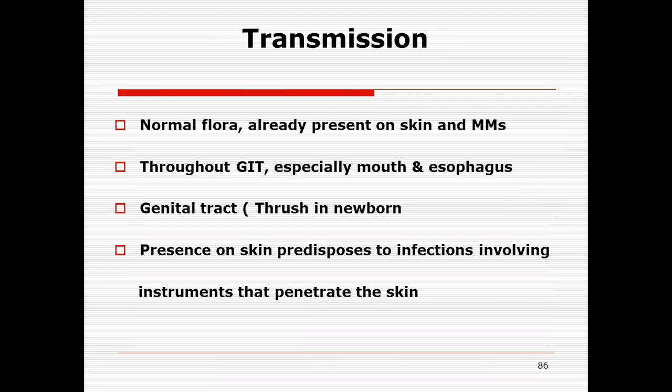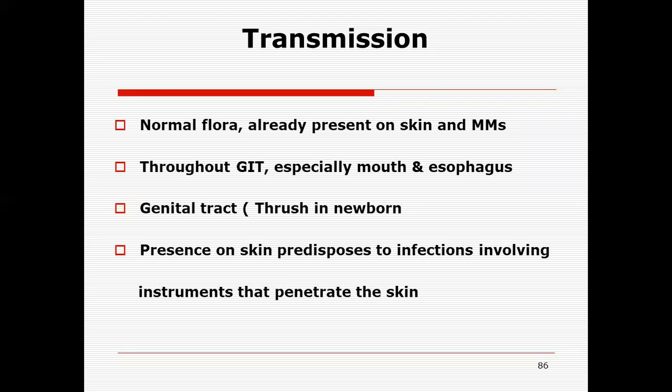If you look at the transmission, as we all know, the organism is normal flora already present in the skin and the mucous membrane of the respiratory tract, genital tract, and other areas, and through the GI tract, especially the mouth and the esophagus. And from the mouth and the esophagus, the organism can go deep into the stomach or the GI tract. The organism is present in the genital tract, so like other organisms present in the genital tract, the baby, during the process of delivery, can acquire the infection while passing through. So this is how the newborn baby acquires the mycotic cell during the process of delivery.